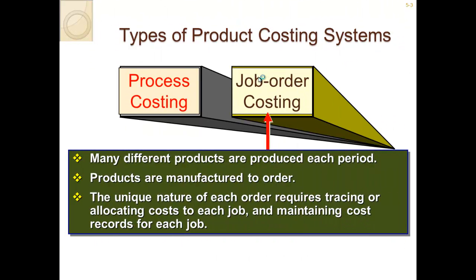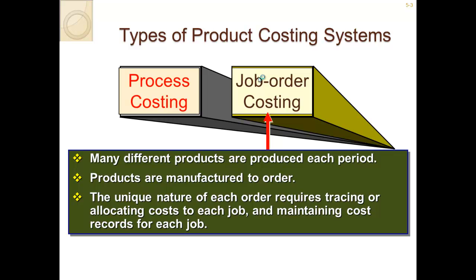Job order costing is many different products are produced each period. Products are manufactured to order. The unique nature of each order, tracing or allocating costs to each job and maintaining cost records for each job. So instead of just allocating costs in the process costing system, with job order costing, each job is very different in nature, and we can track the jobs separately in order to give exact cost for that specific job.